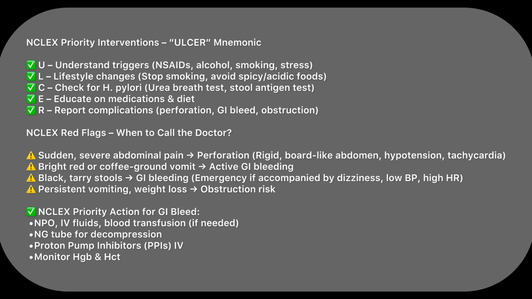Other symptoms to report are bright red or coffee ground vomit, which indicates active GI bleeding. Report black tarry stool, which indicates GI bleeding. It is an emergency if accompanied by dizziness, low blood pressure, and high heart rate, which are the signs and symptoms of shock. Persistent vomiting and weight loss can also complicate the situation, so we need to report these as well.